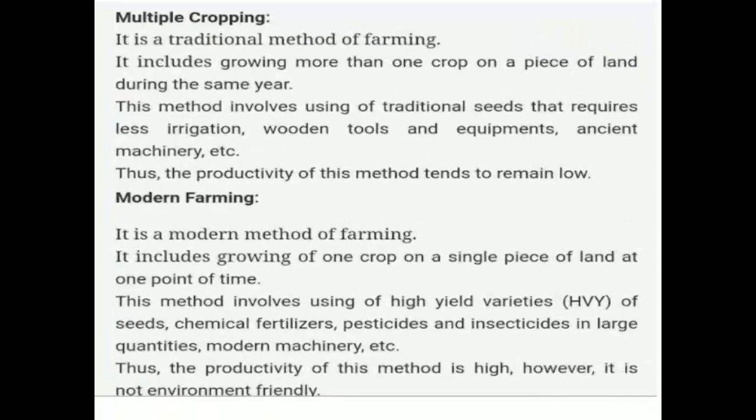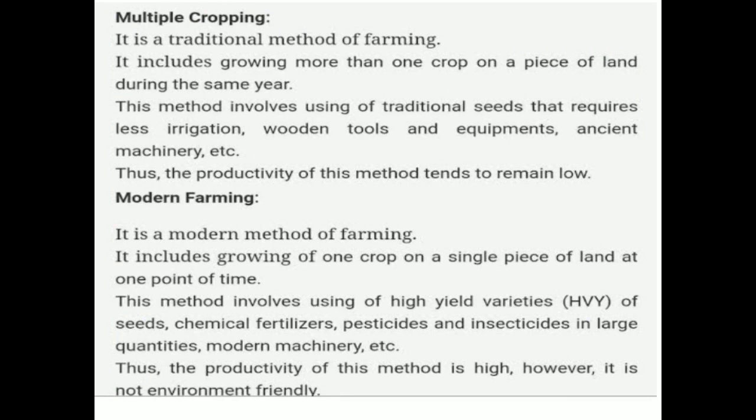Now, let us differentiate multiple cropping and modern farming, and see how both are different from each other. Multiple cropping is a traditional method of farming, but modern farming is a modern method of farming. Multiple cropping includes growing more than one crop on the same piece of land, and modern farming includes growing one crop on a single piece of land at one point of time.